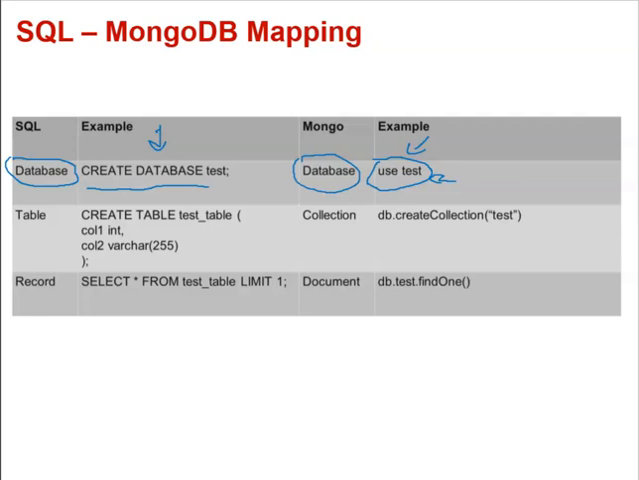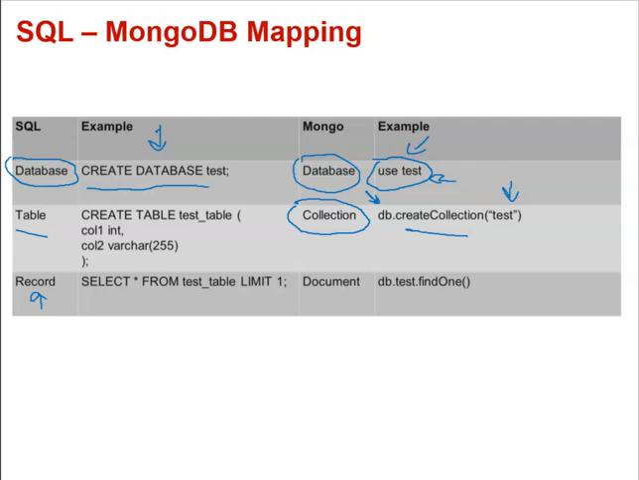If you want to create a table, we know the format we use: create table, and then the table name, and then parentheses, and so on. In MongoDB, the corresponding object is a collection. So this is the database, the name of the database, and then you would say create collection, and then the name test.